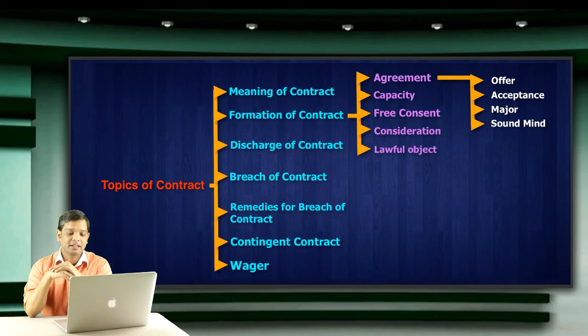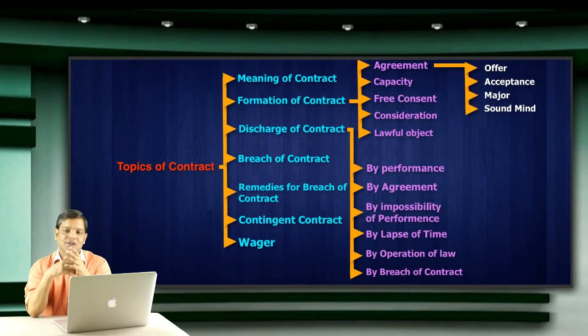Okay. Now again come to discharge of contracts. So what are the major modes of discharging the contract? We have 6 major modes of discharge of contract. That is by performance. Of course, this is the most ideal way of discharging the contract. For example, you and I have made a contract that I will do a certain task for you. So, for example, I said that I will paint your house.